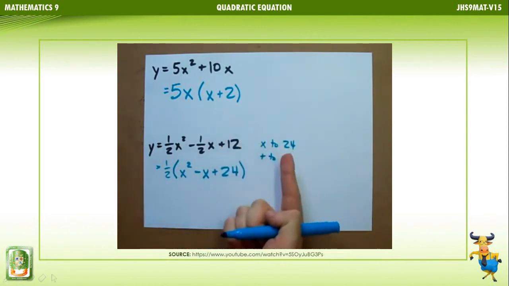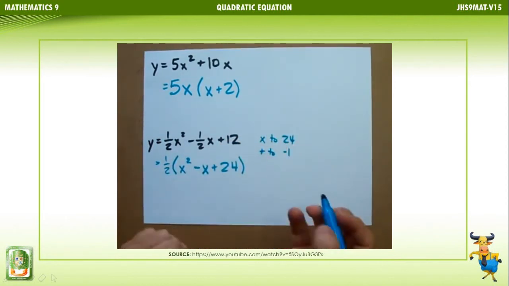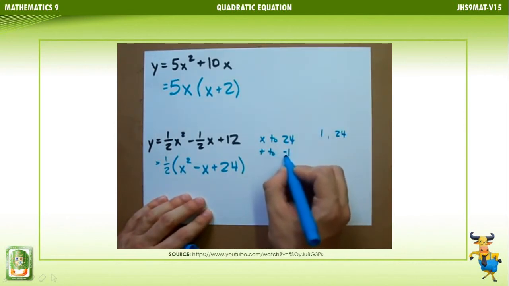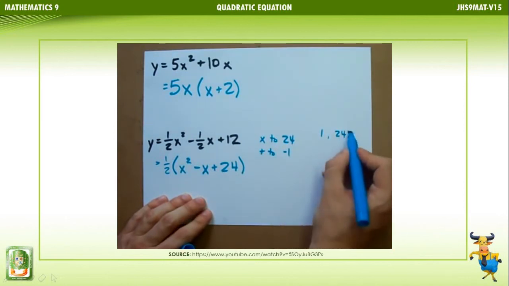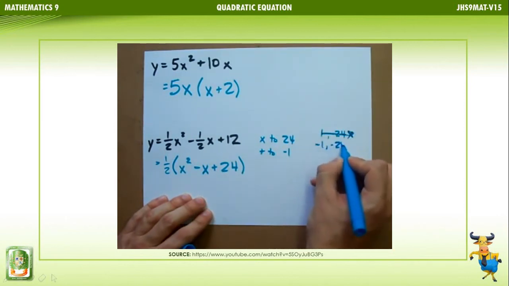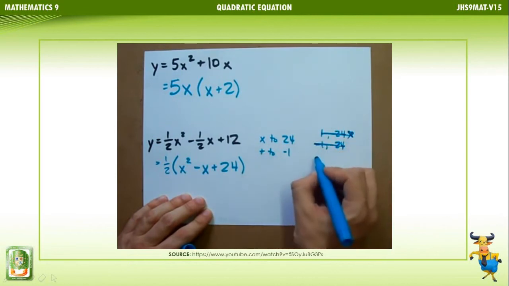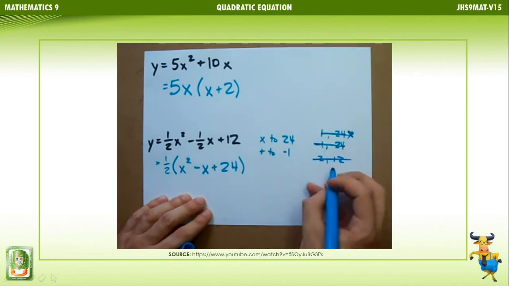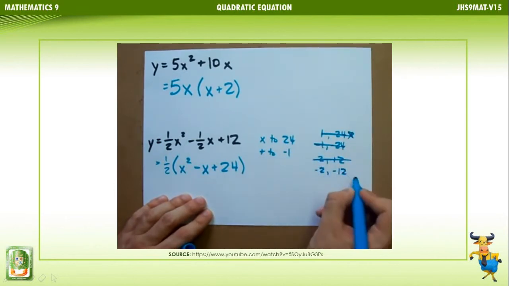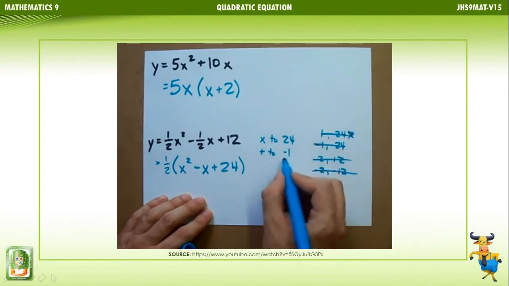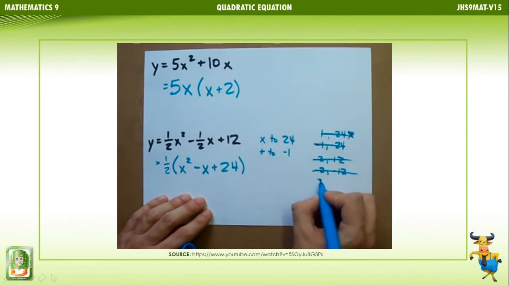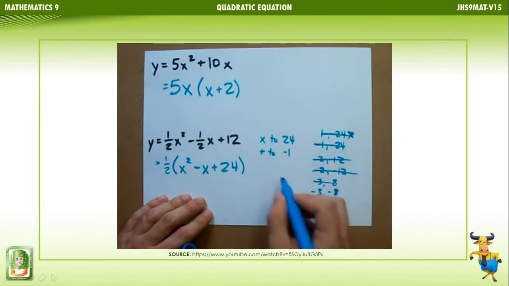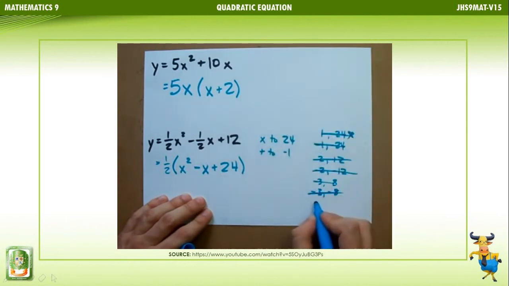Well, we've got to start reeling off pairs of numbers that multiply to 24. 1 and 24. Those don't add to negative 1 though, so that's no good. Let me cross it out that way. Negative 1 and negative 24. Those don't work. 2 and 12 multiply to 24, but don't add to negative 1. Negative 2 and negative 12. Those don't add to negative 1 either. What about 3 and 8? Don't add to negative 1. Negative 3 and negative 8. Don't add to negative 1.